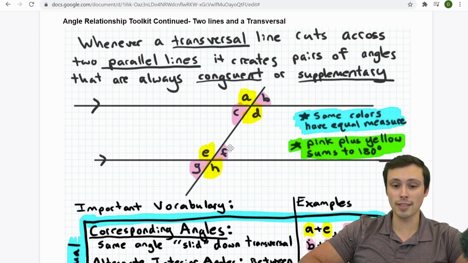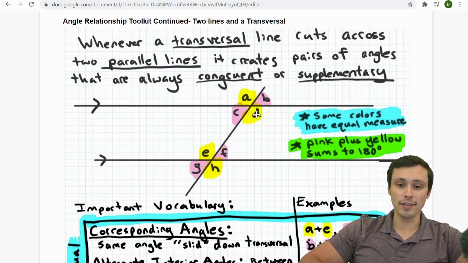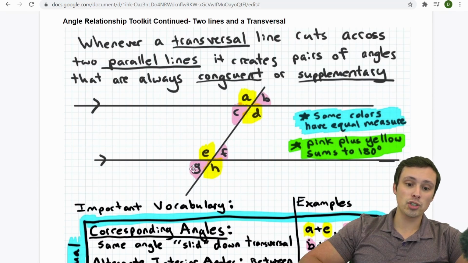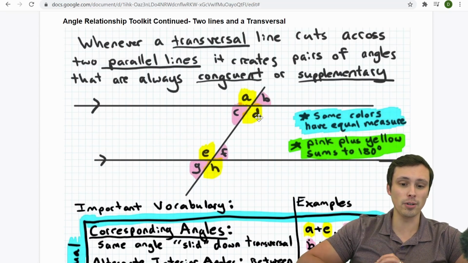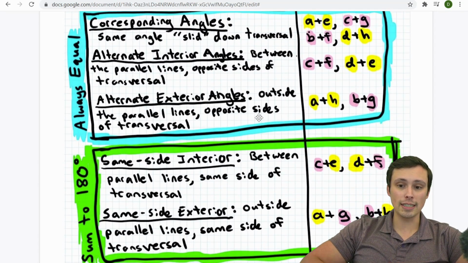Notice they are colored the same here. D and E would be another pair of alternate interior. B and G would be an example of alternate exterior, alternate sides of the transversal line, outside the two parallel lines. H and A would be another pair of alternate exterior. Notice that they are the same color. A and H would match, B and G would match, so the expression would be that they are equal. And that's pretty much it right here.